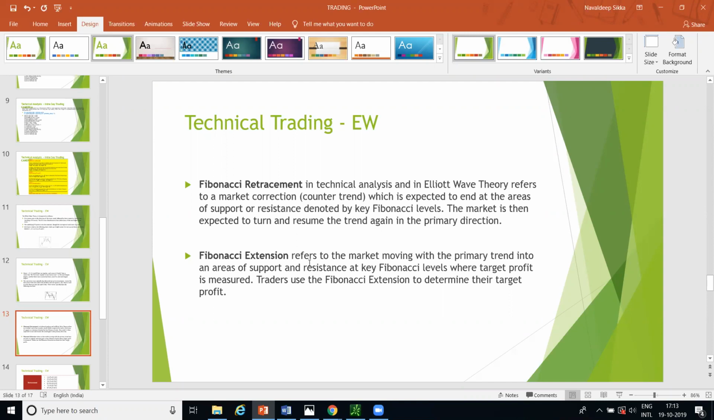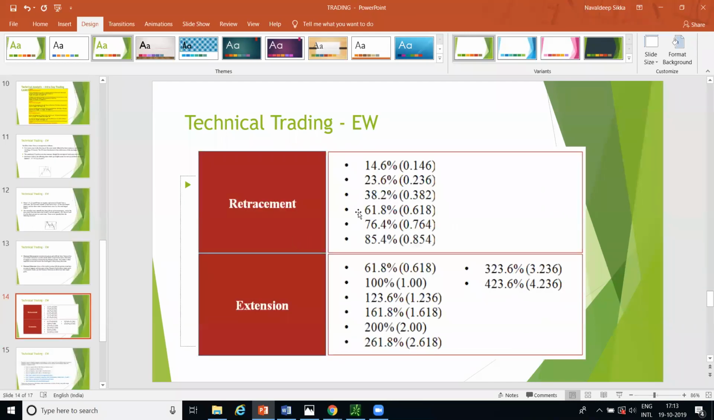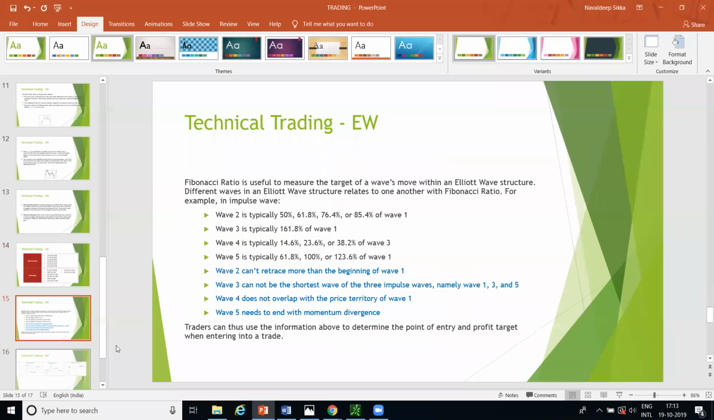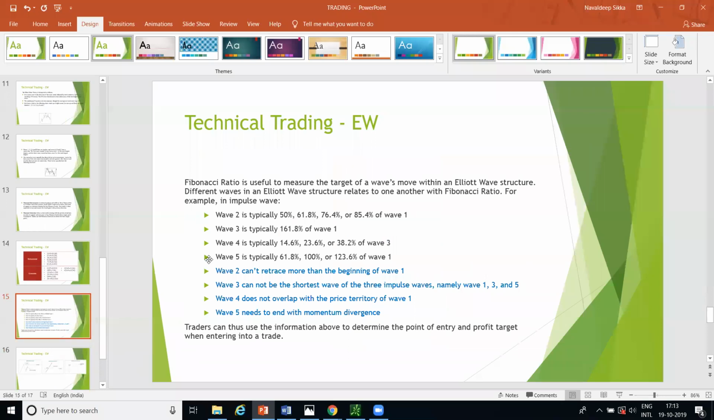Fibonacci extension is the extension of the current trend. And these are the multiple percentages. For retracements, I only refer to 38.2 and 61.8. They are the golden ratios for me. Extension, I prefer only 161.8. That's it. I do not look into any other extension. Here I have rules on how to make them. You can find all these rules all over the internet.